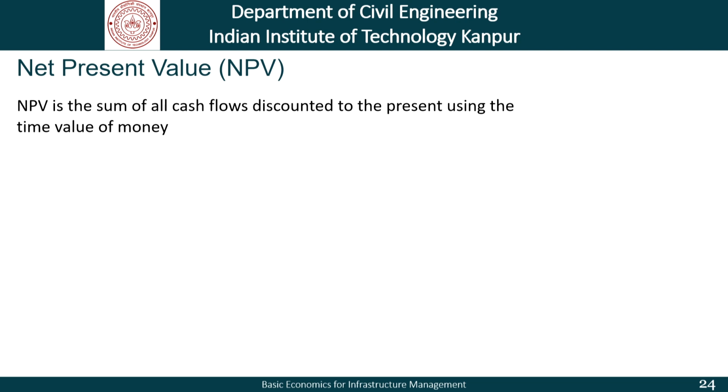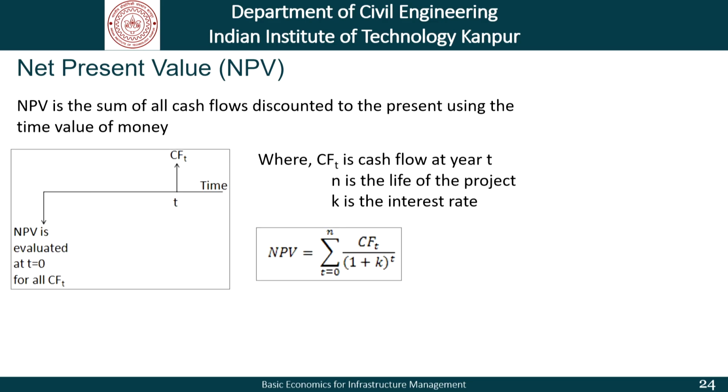What is NPV? NPV is the sum of all cash flows discounted to the present using time value of money. CFT is the cash flow at year T, N is the life of the project, and K is the interest rate. Then all these CFTs are brought to their value at time t = 0. That is what is illustrated here. NPV is evaluated at time t = 0 for all these CFTs. The overall NPV is the sum of the NPVs of all the individual CFTs.